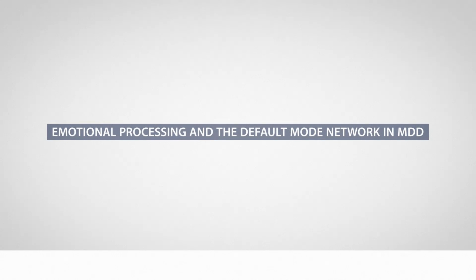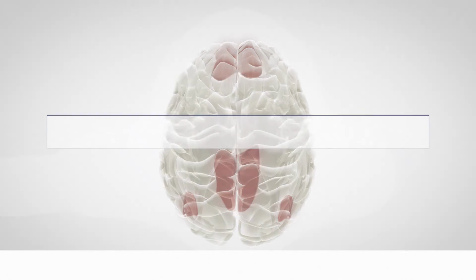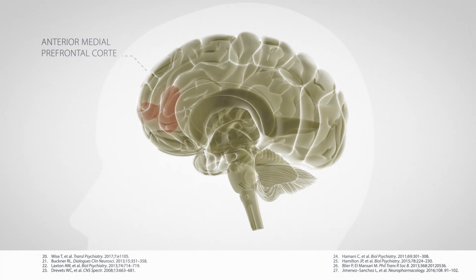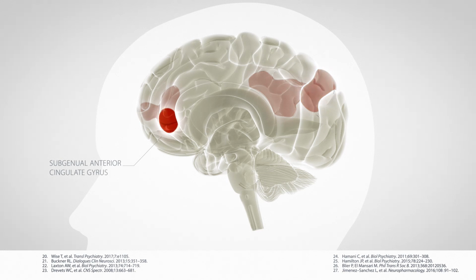Emotional processing and the default mode network in MDD. The default mode network of the brain becomes more active when the mind is wandering or occupied with internally directed thoughts. This network has primary nodes in the medial prefrontal cortex, posterior cingulate cortex, and angular gyrus. The subcallosal cingulate, also described as the subgenual anterior cingulate gyrus, or CG25, has been identified as a key area in emotional processing and displays high glutamatergic and serotonergic receptor densities.